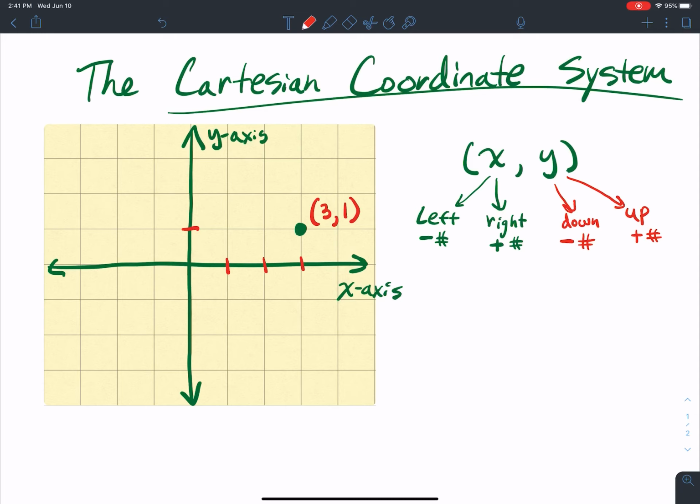Now we call this the first quadrant. So quadrant 1. In quadrant 1, both x and y are positive.